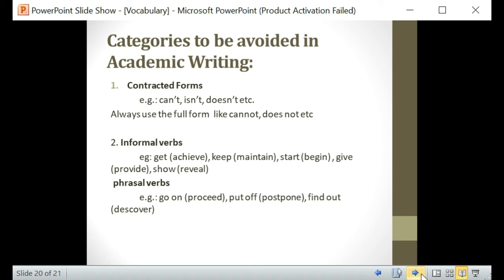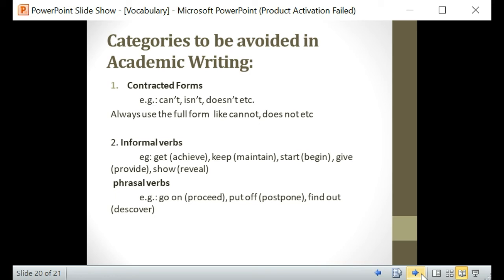Examples: can't, isn't, doesn't, etc. Whenever you are writing academically, you have to use full forms like cannot, does not, etc. That makes the writing more formal rather than informal. We use a contracted form only on informal occasions. We have to use full forms of every word.